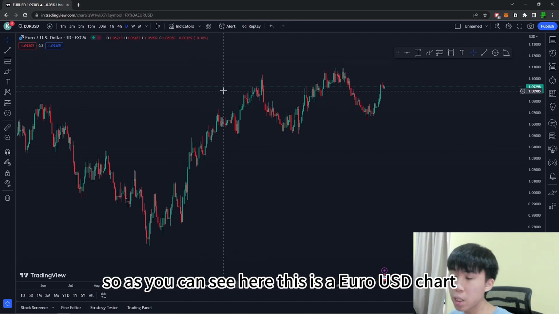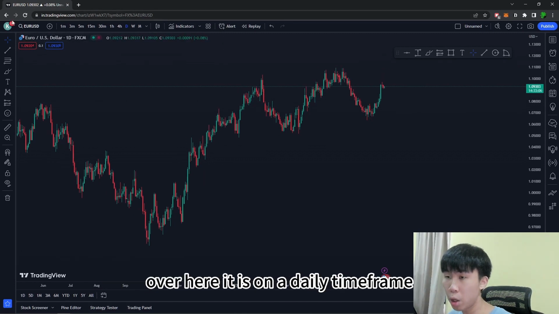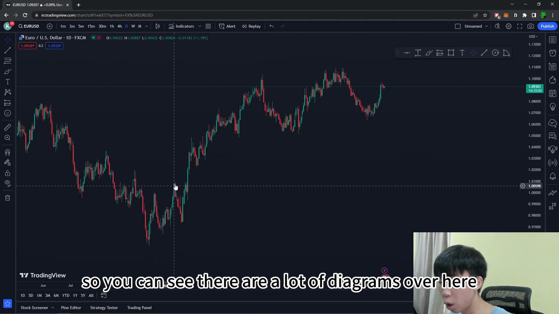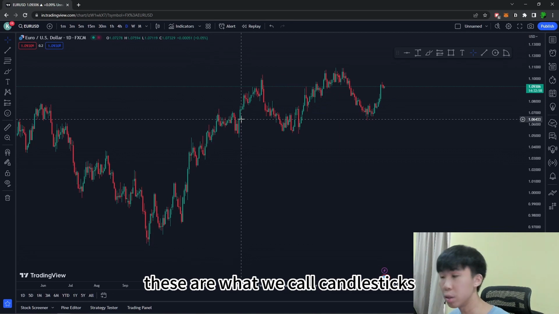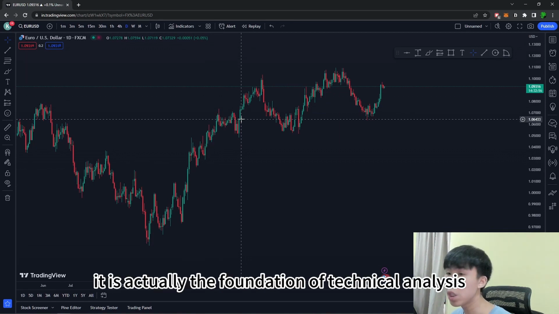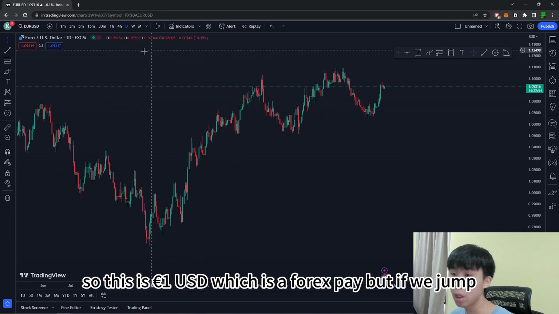So as you can see here, this is a Euro USD chart. It is on a daily time frame. You can see there are a lot of diagrams over here. These are what we call candlesticks. It is actually the foundation of technical analysis. So this is a Euro USD, which is a Forex pair.